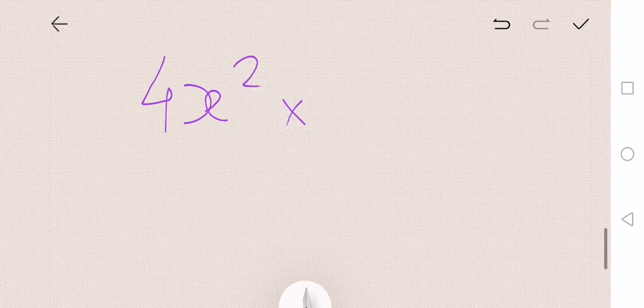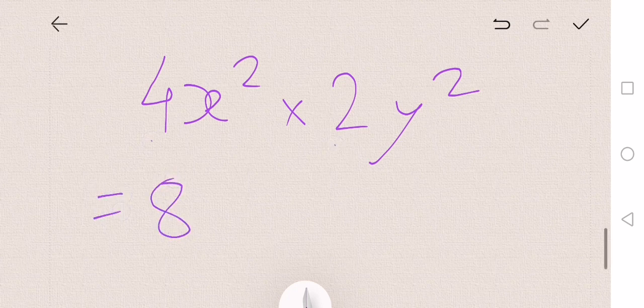So now, let's say I say 4x squared times 2y squared. What are you going to do? Very simple. 4 and 2 is 8. Then look, this doesn't match, so you just simply write down whatever it is there.